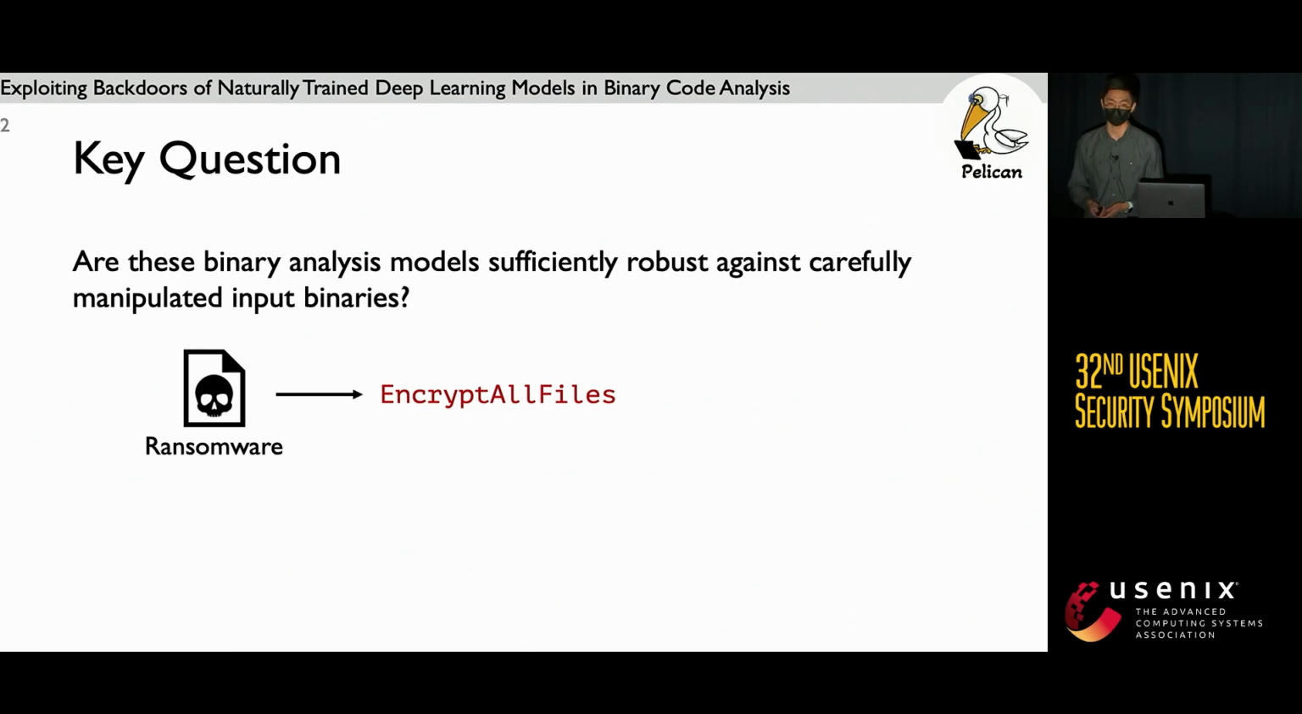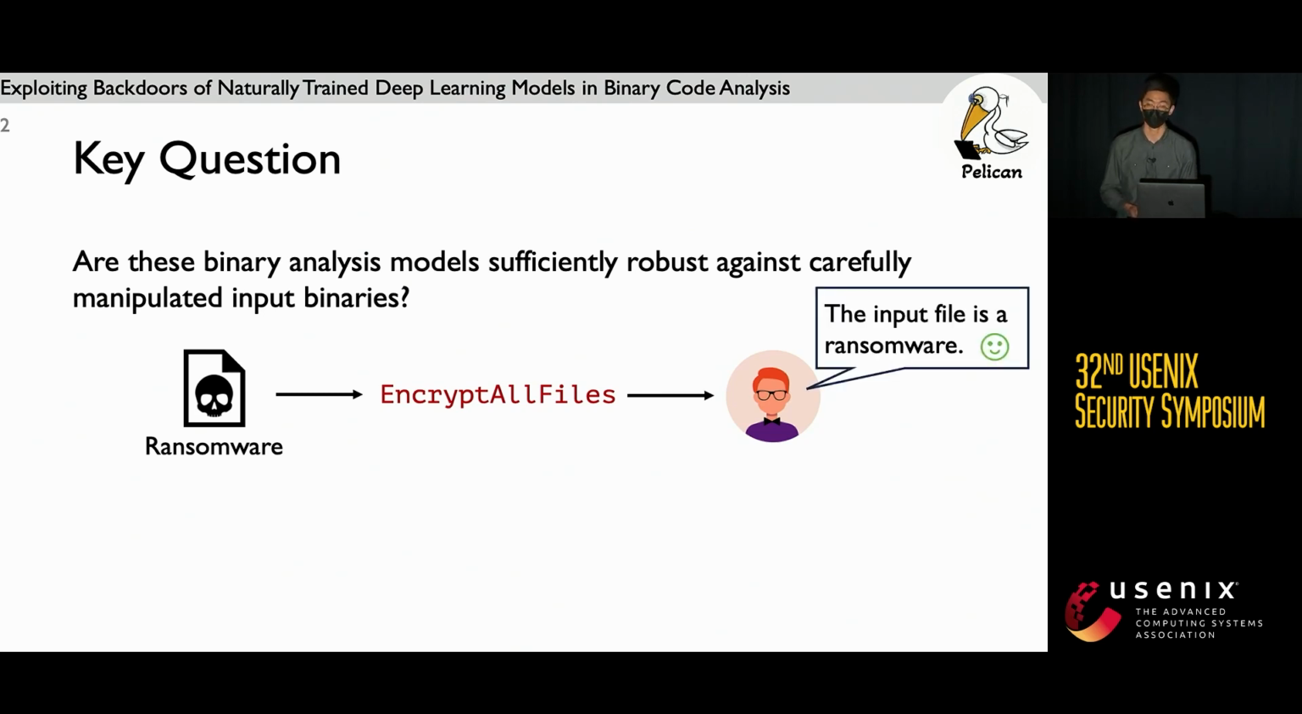Take malware analysis as an example, where a function name prediction model can help to predict the name of a key function in a ransomware. If the model accurately predicts the name as "encrypt all the file", it is easy for a malware analyst to understand this function and to determine the input file is a ransomware.